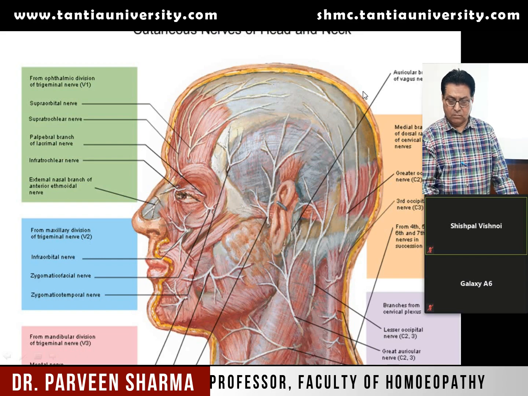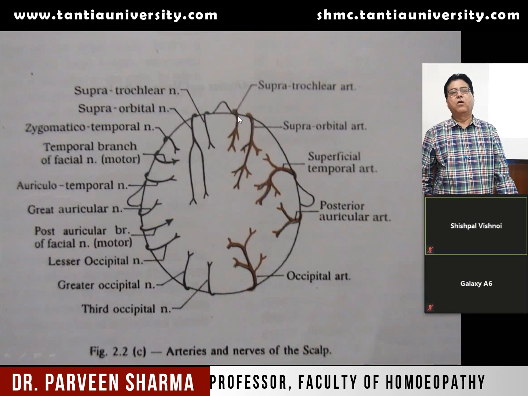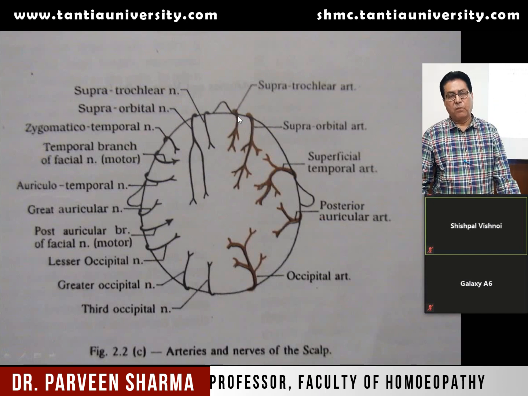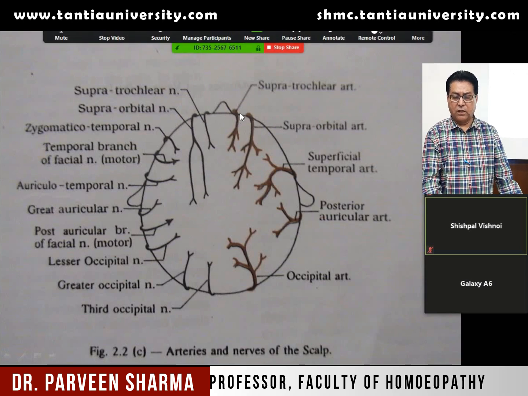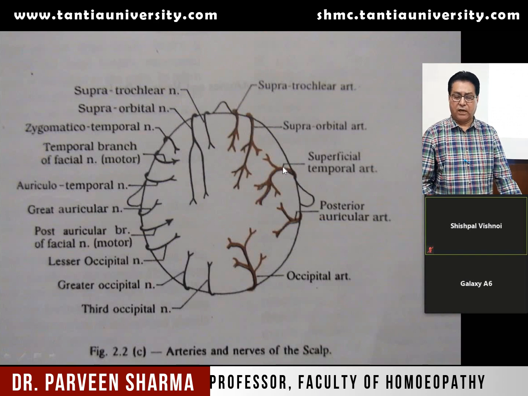So I was telling you about blood supply. For blood supply of scalp, you have supratrochlear artery, you have supraorbital artery, and you have superficial temporal artery. The supratrochlear and supraorbital, these two are the branches of ophthalmic artery. And ophthalmic artery is a branch of internal carotid artery. And the superficial temporal artery is a branch of external carotid artery.